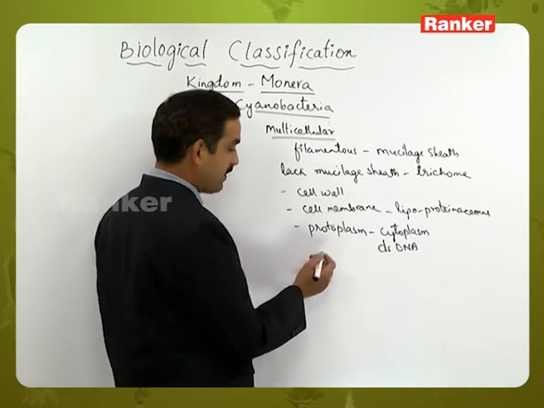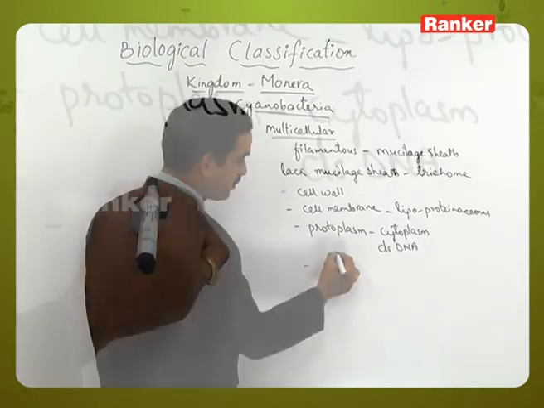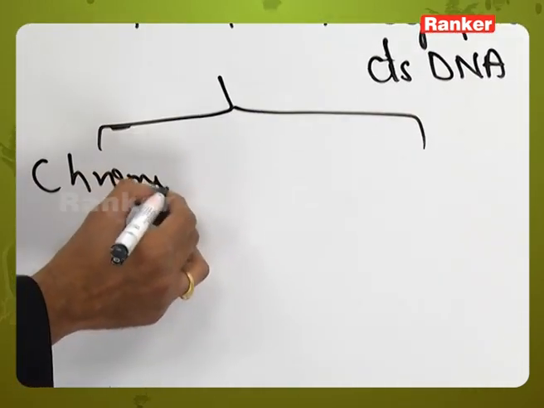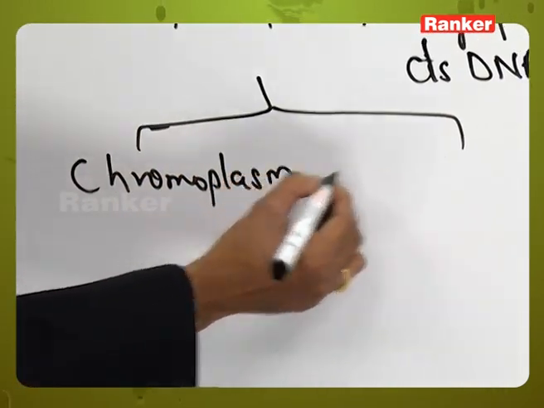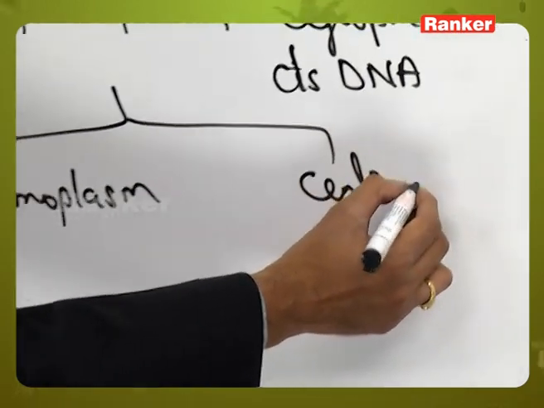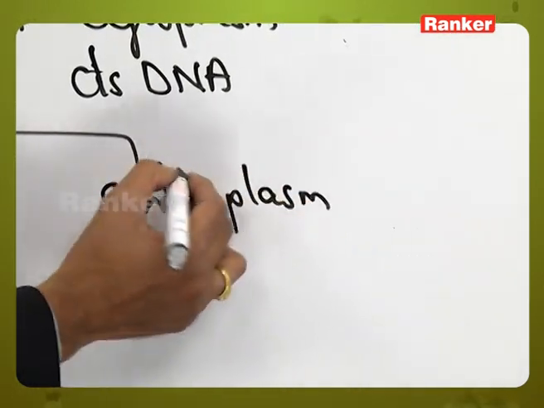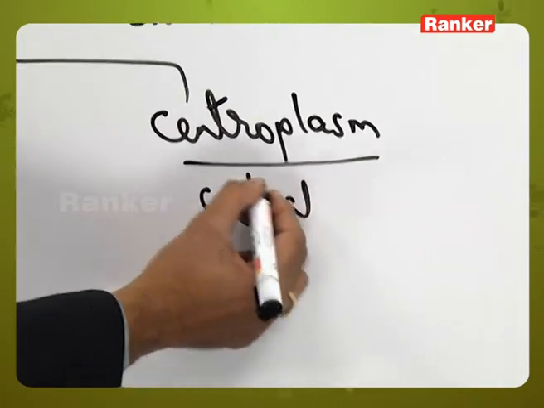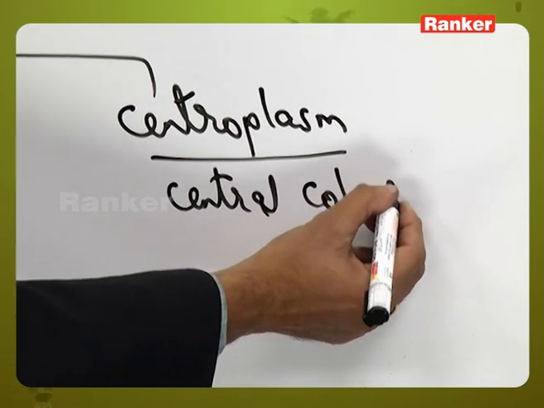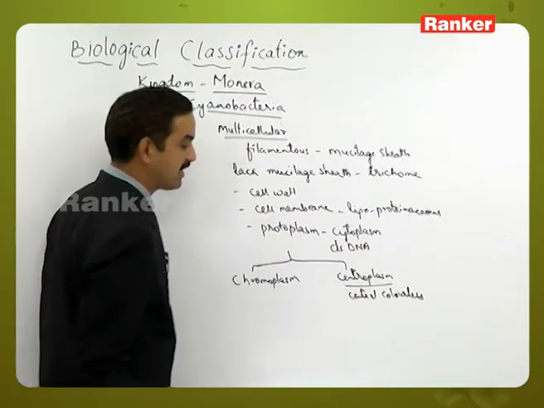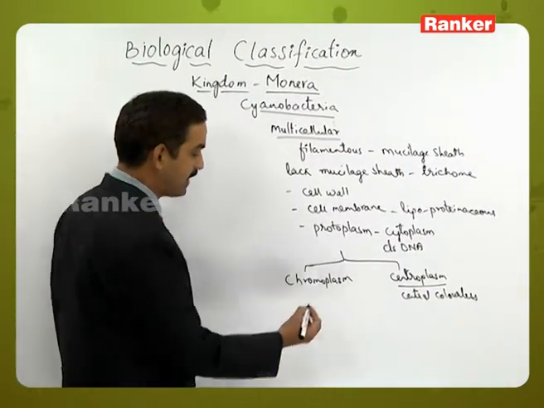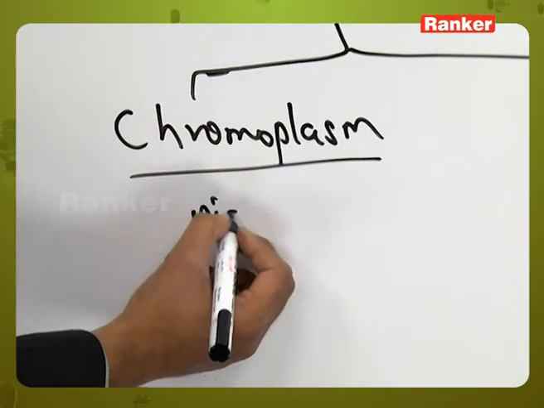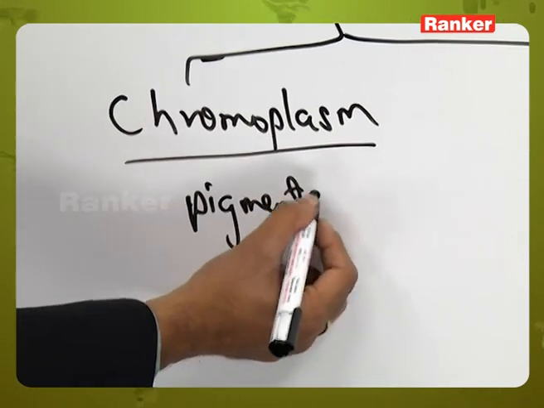Apart from this, the protoplasm is differentiated into two parts. One is called the chromoplasm and the other the centroplasm. The centroplasm is a central, colorless structure which contains other cell organelles, whereas the chromoplasm is a peripheral, pigmented region.